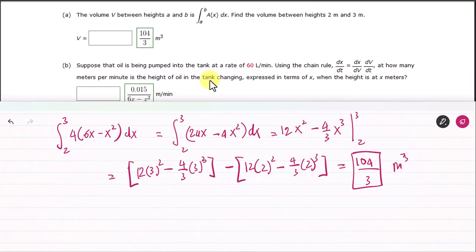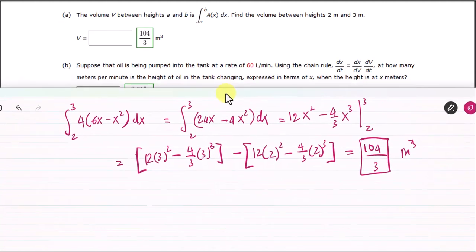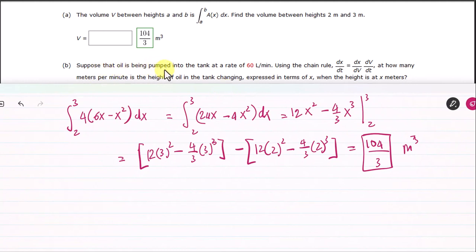Now part B. Suppose that now the oil is being pumped into the tank at the rate of 60 liters per minute. So we are given the fact that the rate of change of volume is 60 liters per minute. So that is dV over dt equals 60 liters per minute.